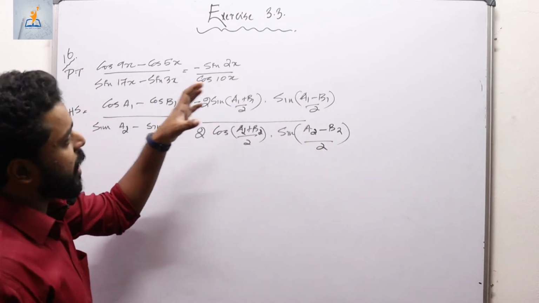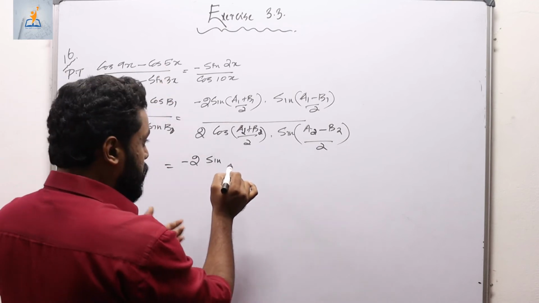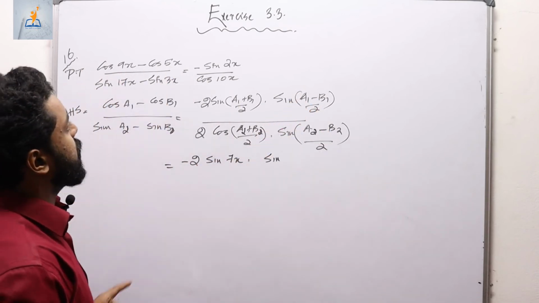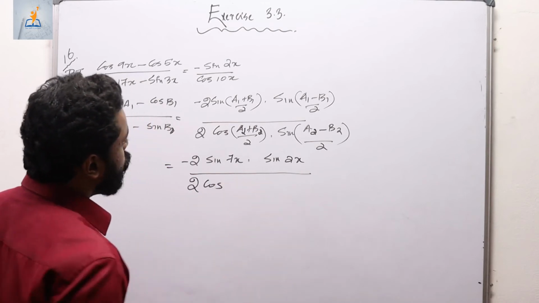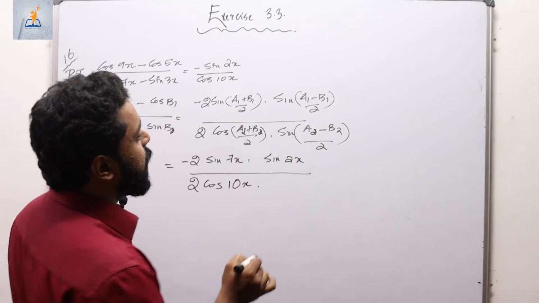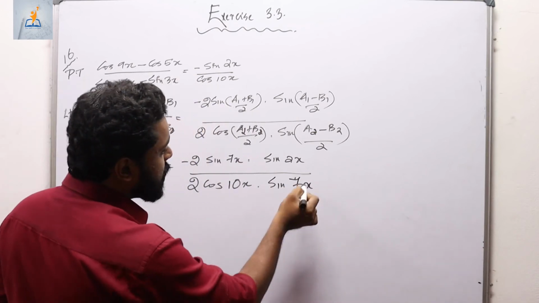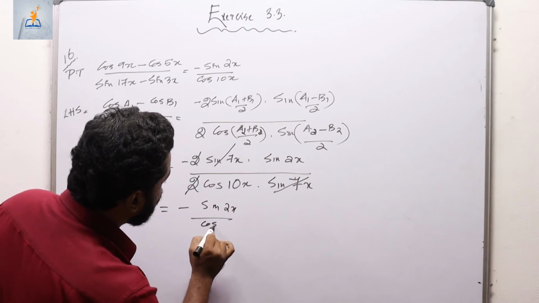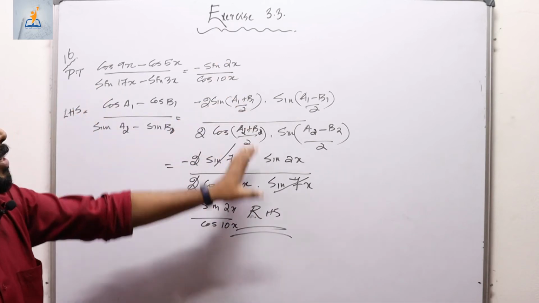So we shall just substitute these things. It will become minus 2 sin (A1 plus B1)/2, 9x plus 5x is 14x, 14x by 2 is nothing but 7x, into sin (A1 minus B1)/2. So 9x minus 5x is nothing but 4x, and 4x by 2 is nothing but 2x, whole divided by 2 cos (A2 plus B2)/2. 17x plus 3x is 20x, 20x by 2 is nothing but 10x, into sin (A2 minus B2)/2. 17x minus 3x is 14x, 14x by 2 is 7x. So as you can see, we can directly cancel these two and these two, and hence the answer will be minus sin 2x divided by cos 10x, which is the RHS of this given equation, and hence LHS is equal to RHS, hence the result is proved.